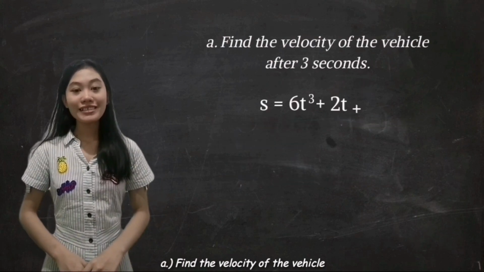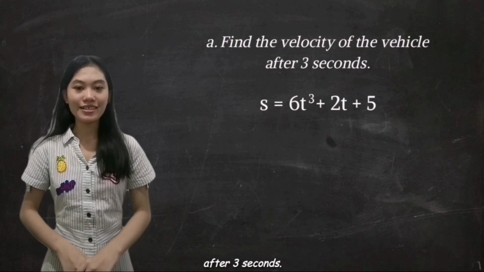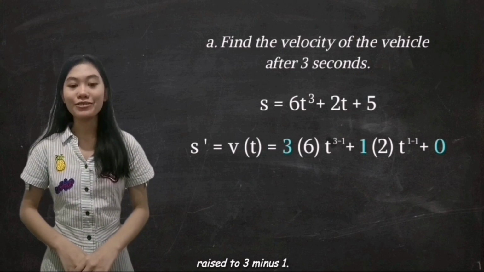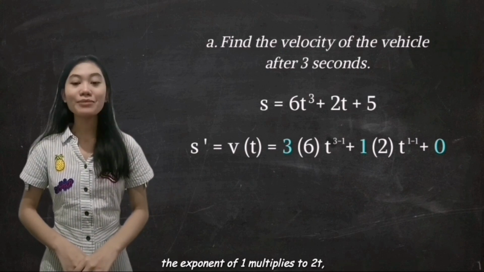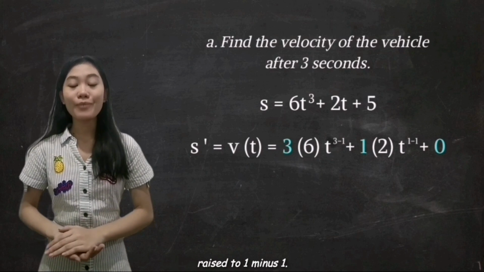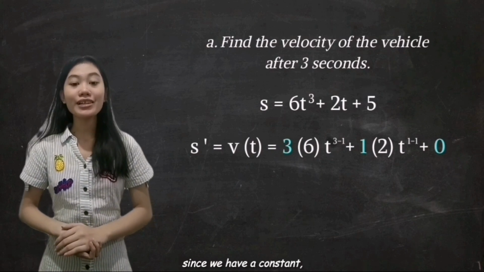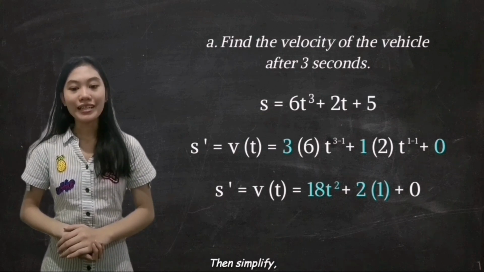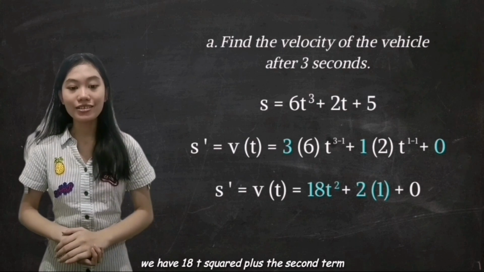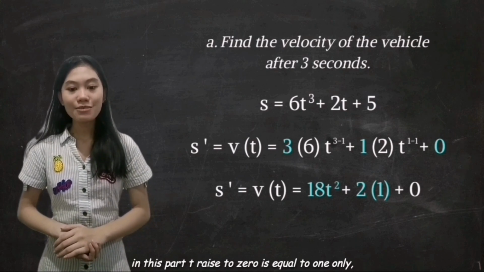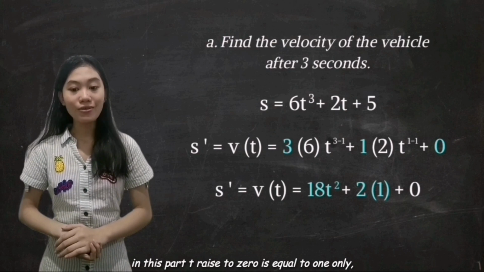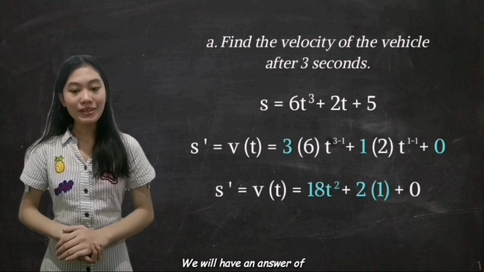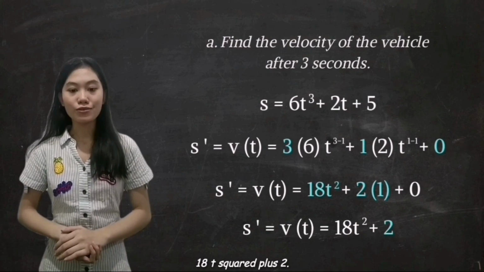A. Find the velocity of the vehicle after 3 seconds. So, we have s prime equals 3 times 6t raised to 3 minus 1. For the next term, the exponent of 1 multiplies to 2t raised to 1 minus 1. For the last term, since we have a constant, the derivative of a constant is always 0. Then, simplify. We have 18t squared plus the second term 2t raised to 0. In this part, t raised to 0 is equal to 1 only. We have 2 multiplied by 1 plus 0. We will have an answer of 18t squared plus 2.